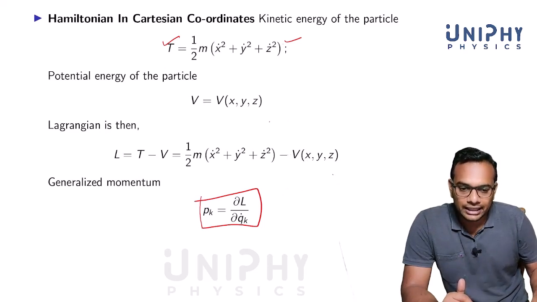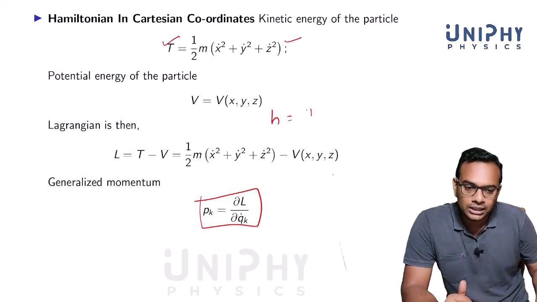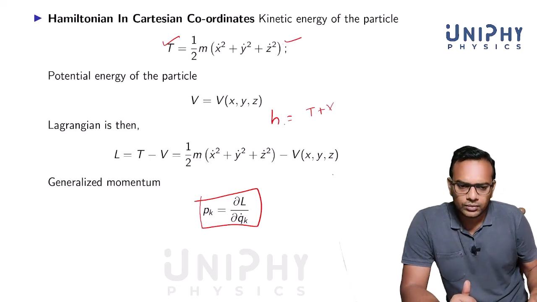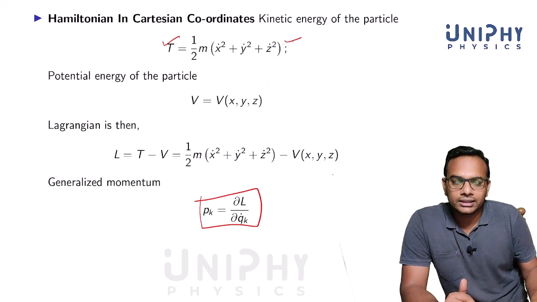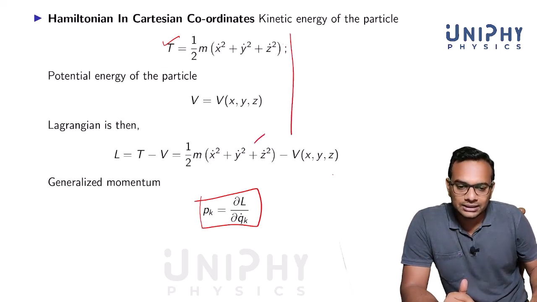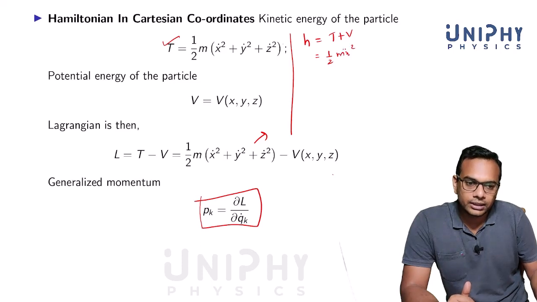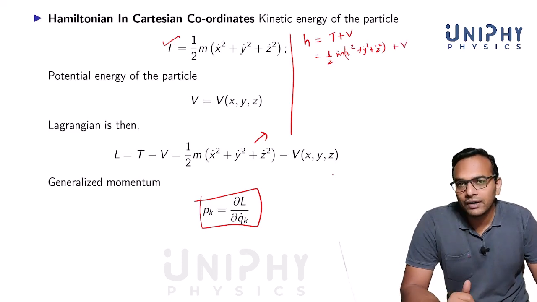Let me write it like this first. H is equal to T plus V. Okay, H is equal to T plus V. Now, let me find some space here. So we can write it like this. This is the Lagrangian, so we can write H is equal to T plus V. So that's equal to half m (x dot square plus y dot square plus z dot square) plus V. Okay, that's an energy function, so to speak.